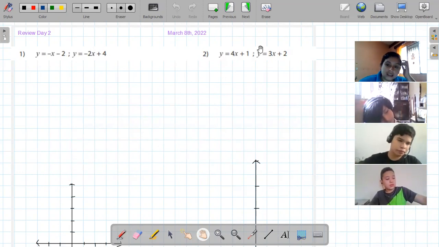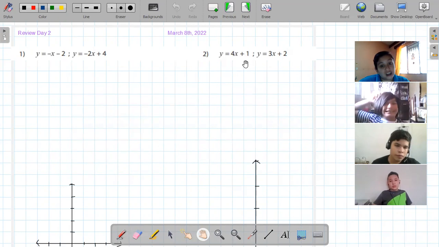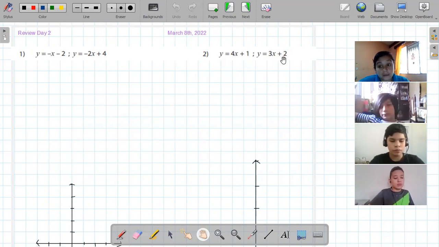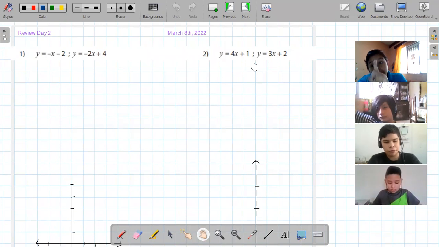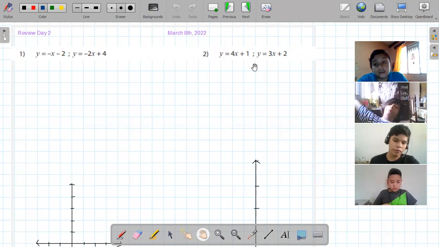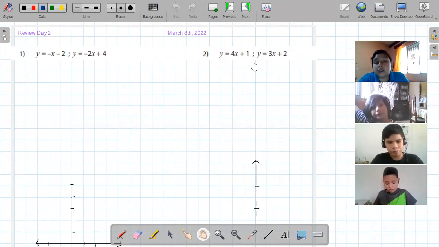Now this one, it doesn't have the same slope and it doesn't have the same intercept. So also this is not a no solution and not an infinitely many solutions. Again, this exercise will be a one solution. Okay, that is just for you to know how to identify how many solutions it will have, okay? But I do need to see the procedure.